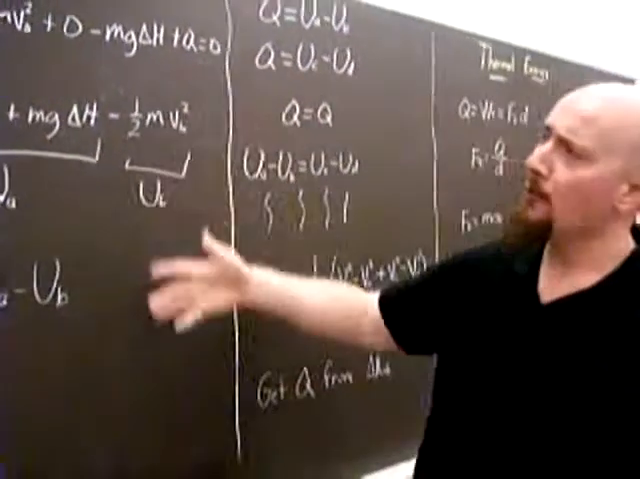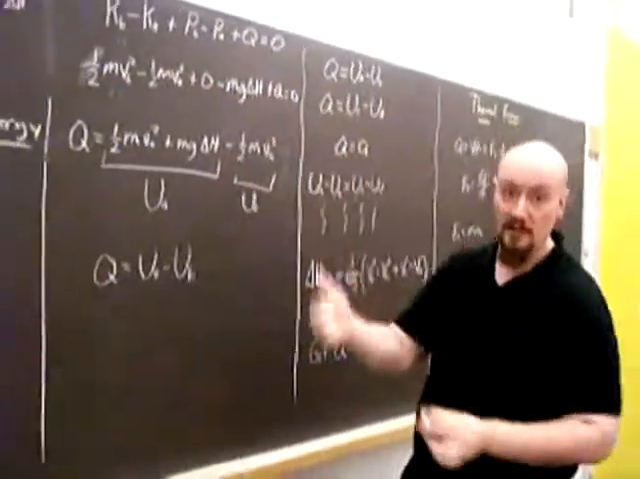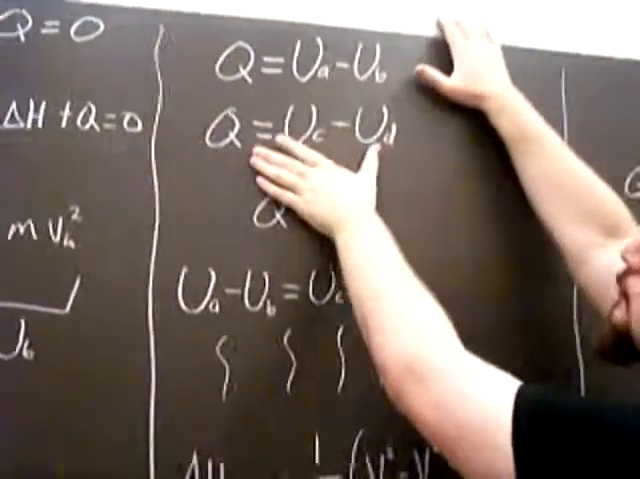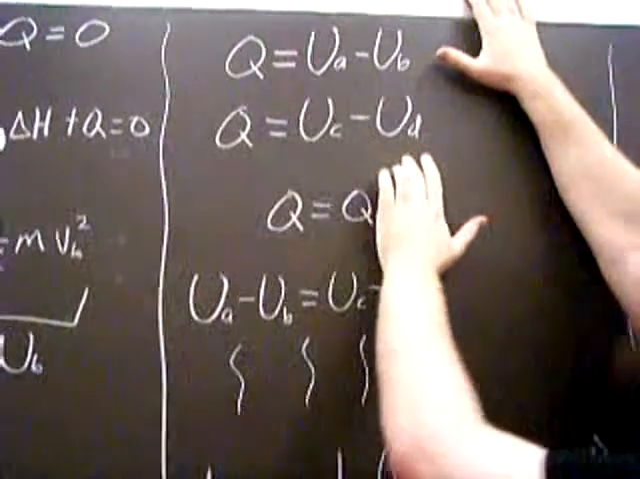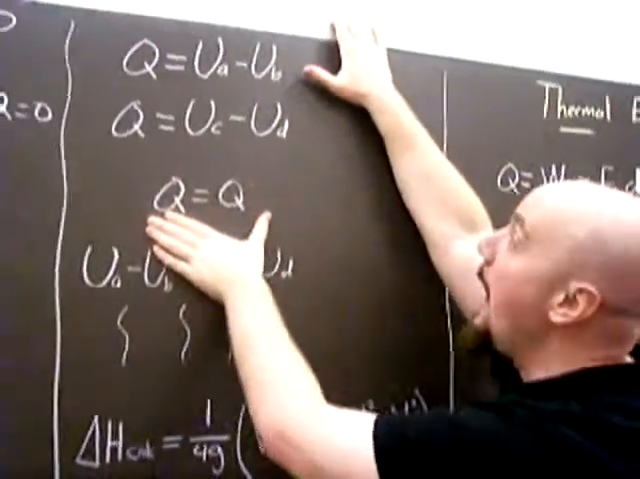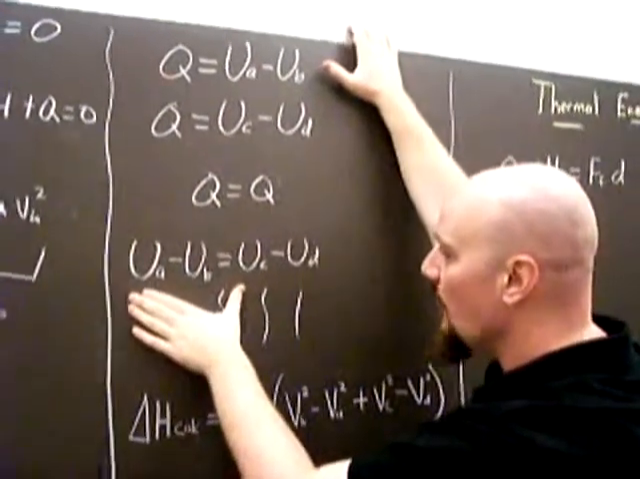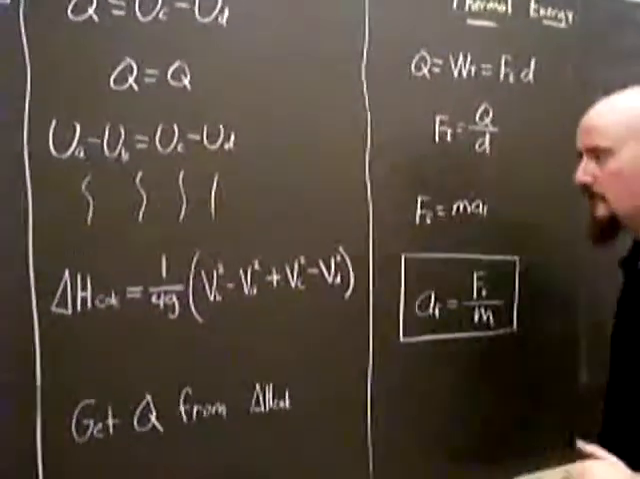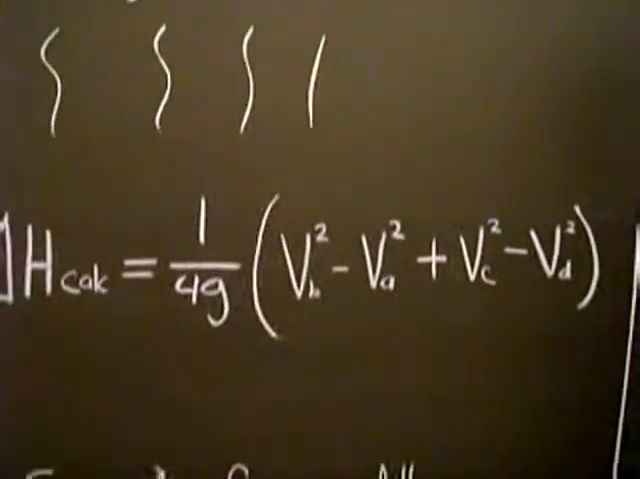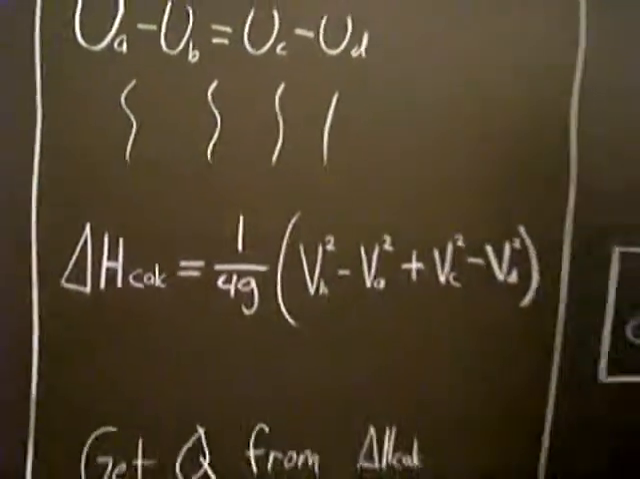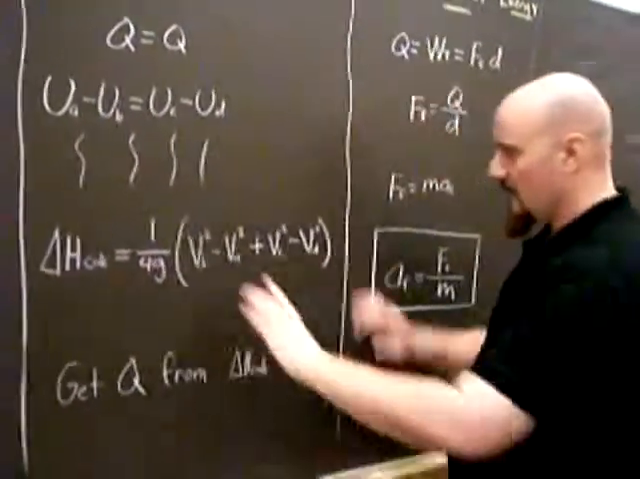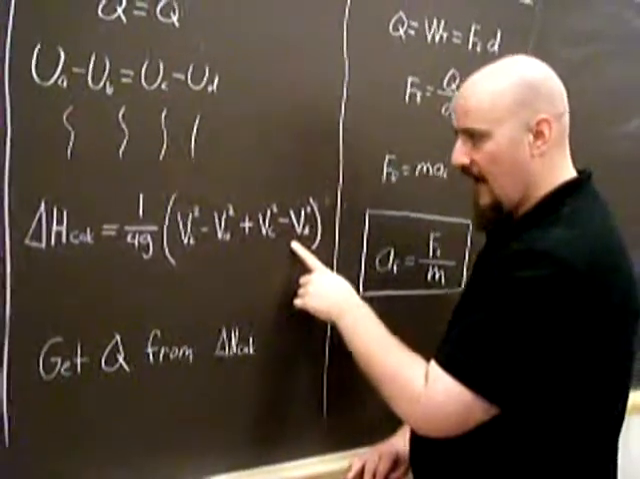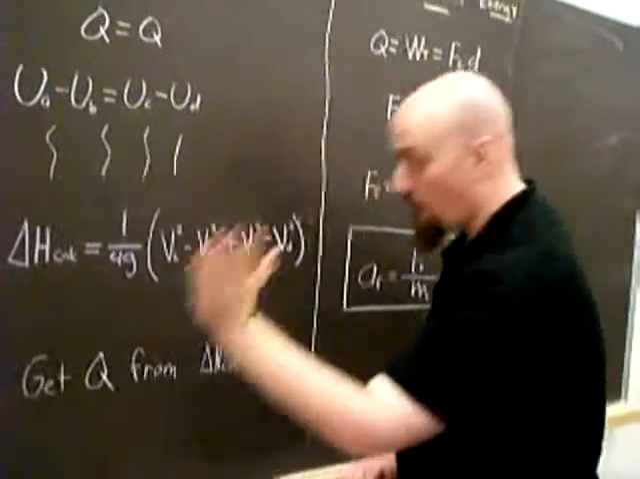Okay, so if I did this whole thing again, and this time I looked at the upward direction, I could now have 2 expressions here. In other words, the one from before, Q is UA minus UB. And now Q is UC minus UD looking at the upward direction, so I have 2 expressions for Q. If I set Q equals Q, then I have UA minus UB equals UC minus UD, and then through algebra, I can derive a new way to find delta H. We call it delta H calculated: 1/4g, and then VB squared minus VA squared plus VC squared minus VB squared. And from this delta H calculated, we can go back and find Q.